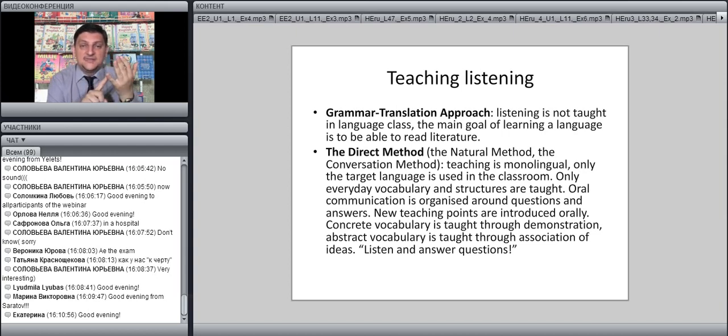This is the ring finger, and this is the little finger. Now, what finger is it? Is it the thumb? And the students say, yes, it is the thumb, or just, yes, it is. Is this the index finger? Yes, it is. Is this the middle finger? Yes, it is. And so on. These are questions and answers. And basically, you talk mainly about everyday things. But listening skills are important in this approach.